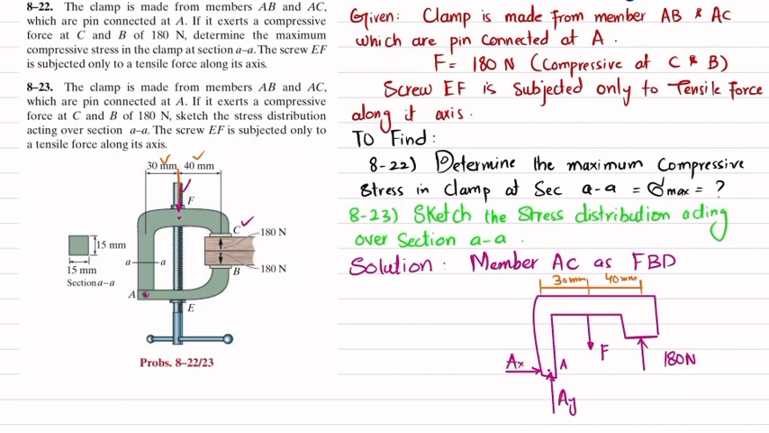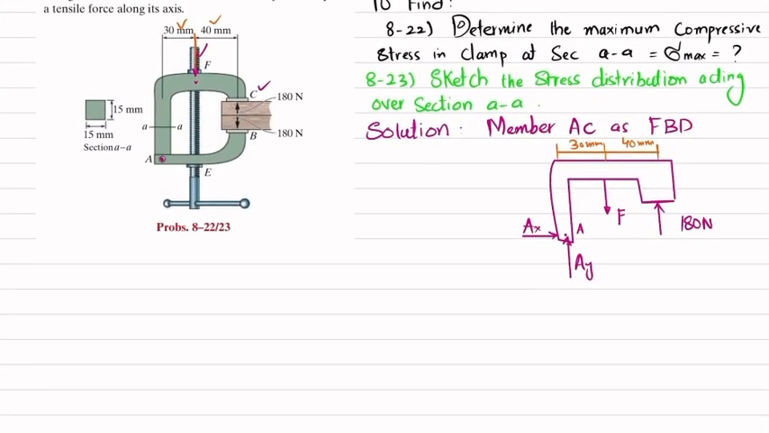Now, using the equations of equilibrium, the first equation is that the sum of all forces along the y direction must be equal to 0. Upward force is taken as positive. So you can see one force is AY, the other is 180, and the third one is minus FY. Their sum must be equal to 0.